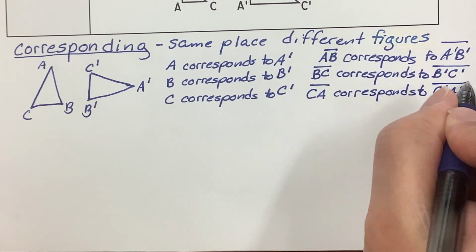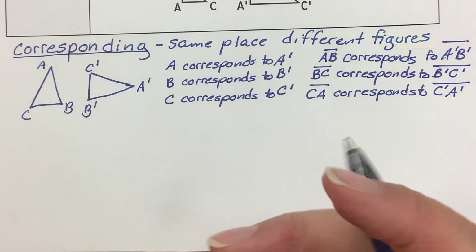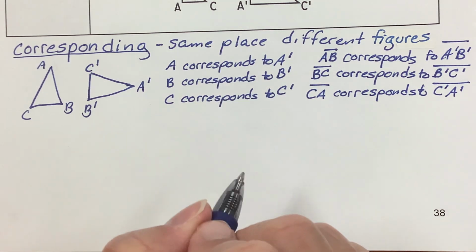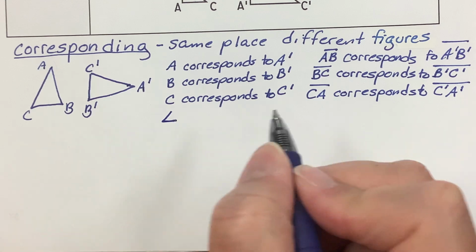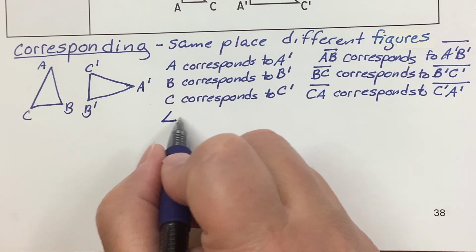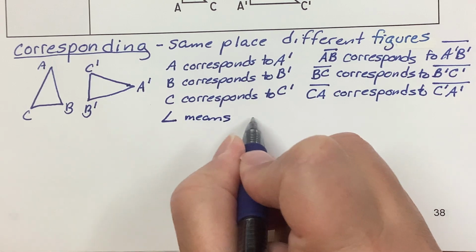Now, I'm not going to get crazy about having those letters in the same order. If you wrote CA corresponds to A prime C prime, I'd be okay with it because it is the same line segment. But it's not really convention. So, what's the symbol for an angle? An angle symbol just looks like kind of a less than sign, but that symbol means angle.